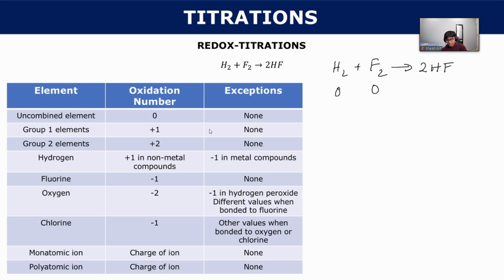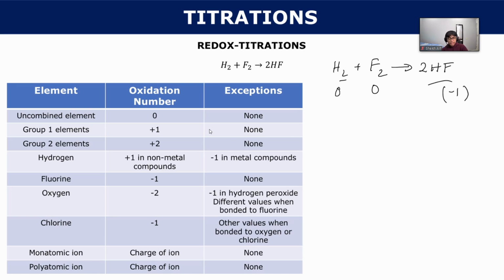And you might wonder, there's a 2 here, so are they really uncombined? Yeah, they are, because these are just diatomic elements. You're not going to find them in their monatomic form, so these are uncombined elements. But over here, we have a bit more interesting things. We know that we have H and F. We know that fluorine is always going to be -1.